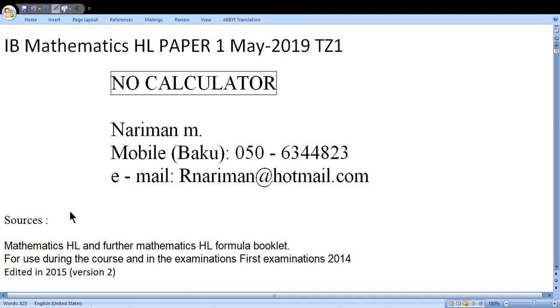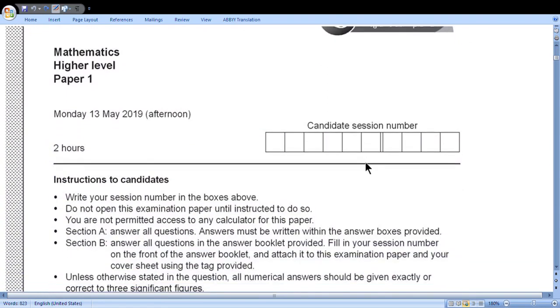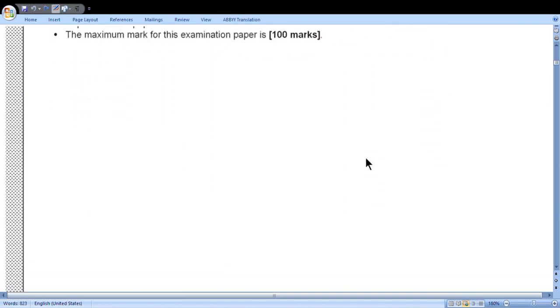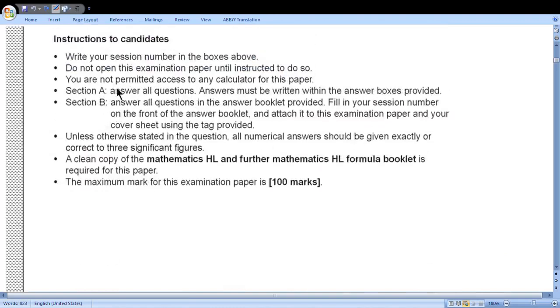You should have with you the following source: the Mathematics HL and Further Mathematics formula booklet for use during the course and in the examination, first examination 2014. Of course, you need only the formulas for Mathematics HL and don't need the Further Mathematics HL formulas. This is the cover page, and on the cover page we see that you are not permitted access to any calculator for this paper.